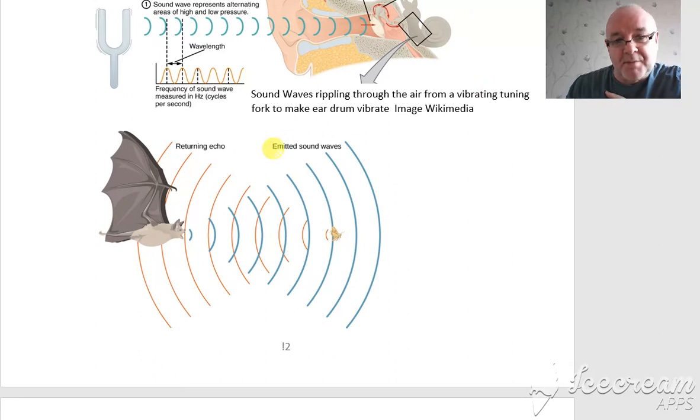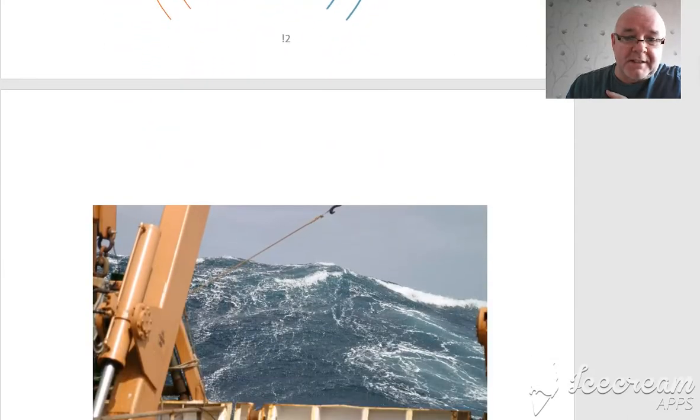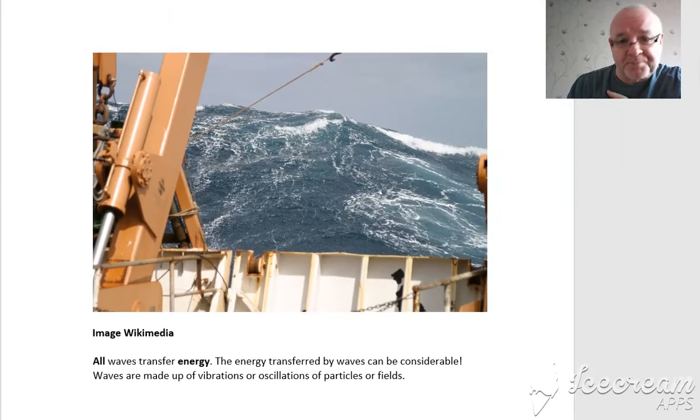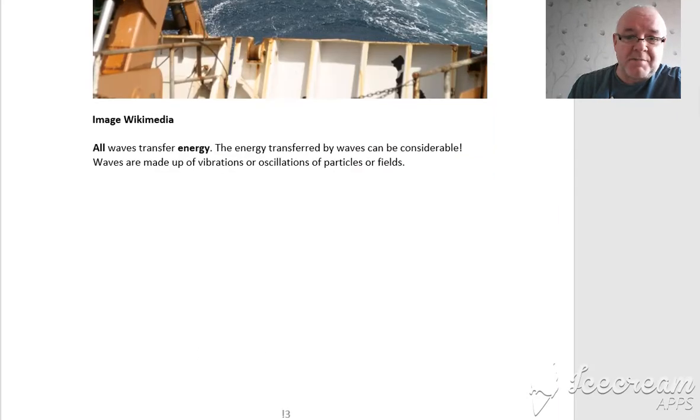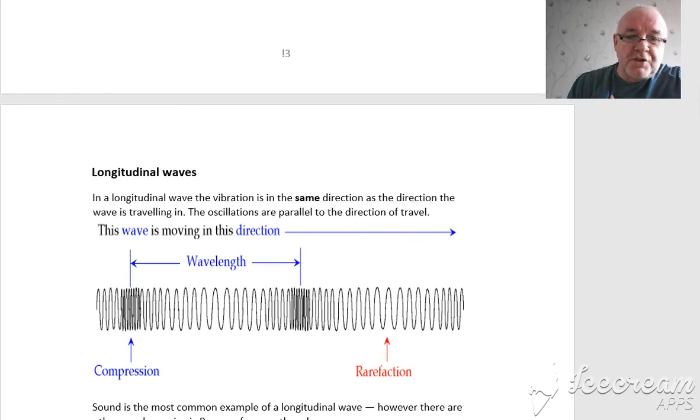An example of that would be, say, a bat sending out sound waves, and then the prey of the bat, the sound waves reflect back, and the bat can go and get its dinner. And out at sea, of course, you're going to see these waves, and hopefully none as big as this. So the key point is that waves are basically energy that's rippling through space. That's the key point. So there's two types of waves.